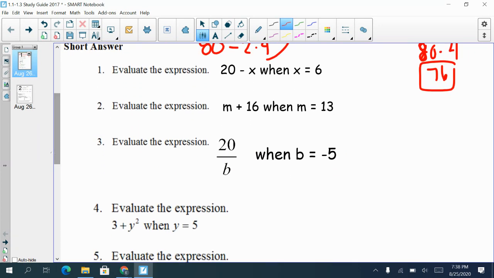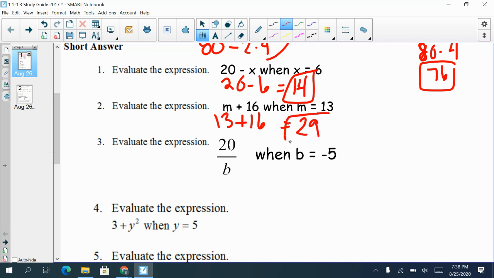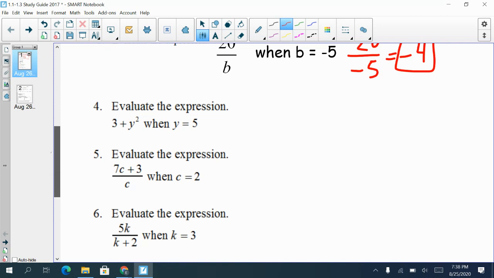All right, here we go. Evaluate the expression 20 minus x when x equals 6. 20 minus 6 gives me 14. M plus 16 when m equals 13. So 13 plus 16 gives me 29. And then 20 over b, so 20 over negative 5 is negative 4. Cool beans?